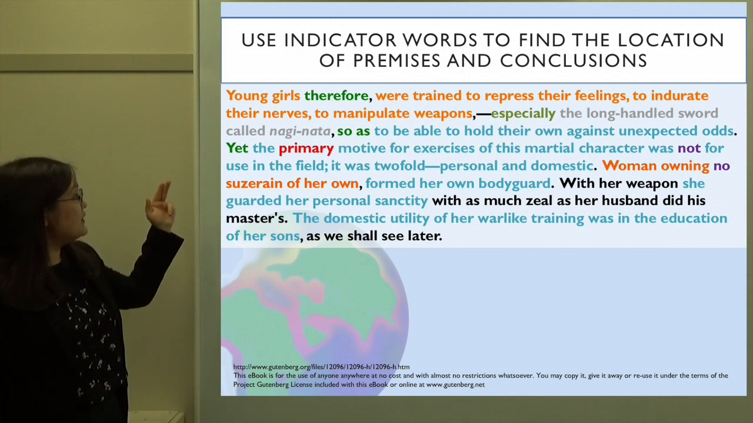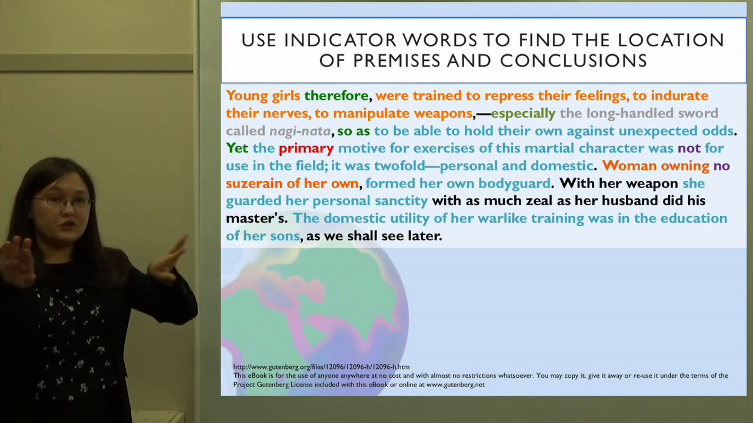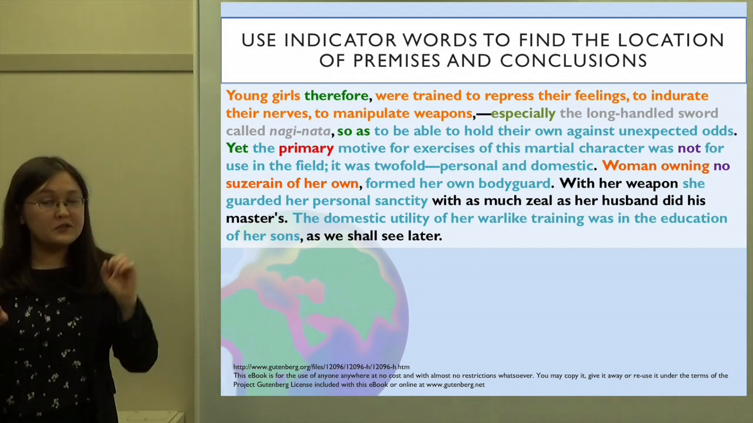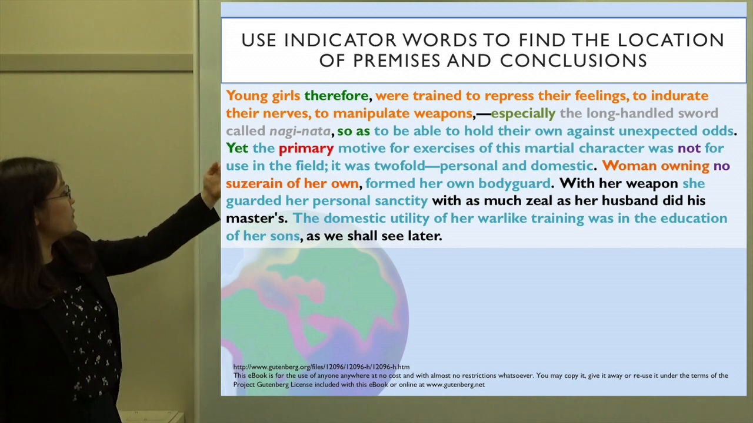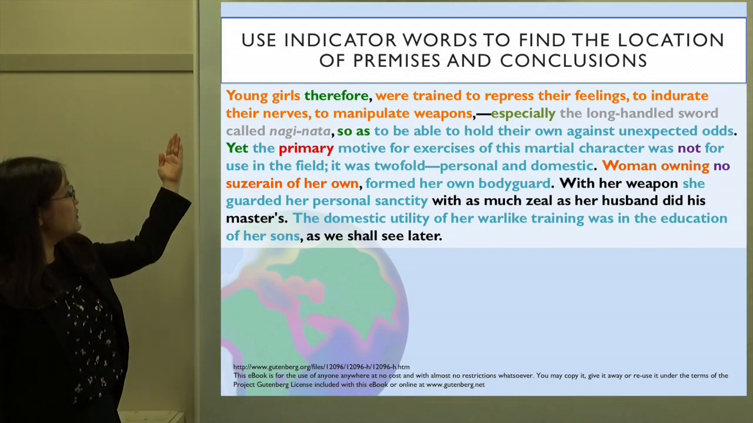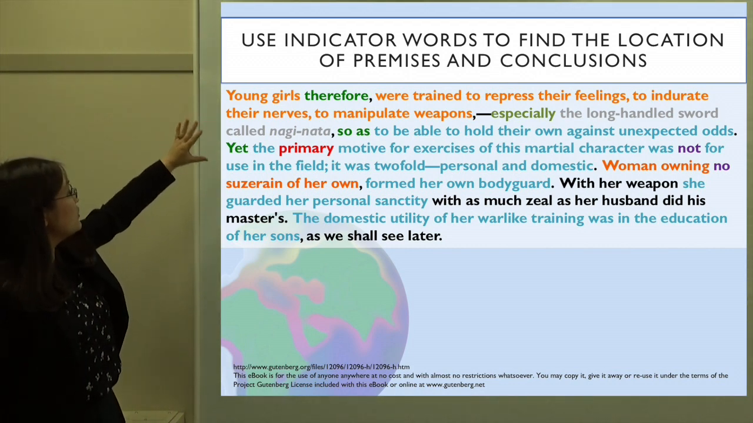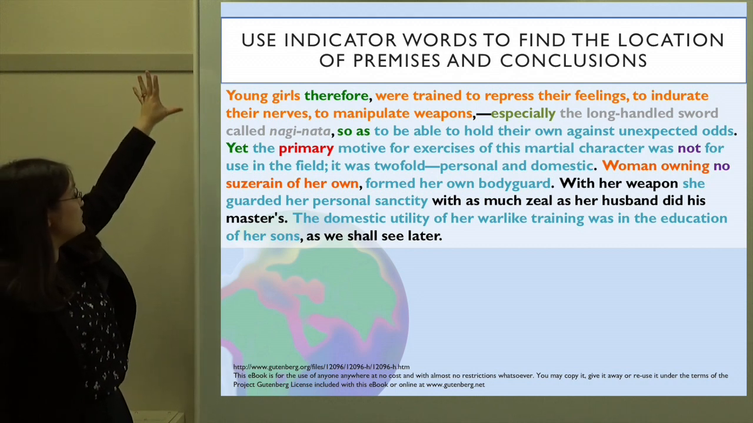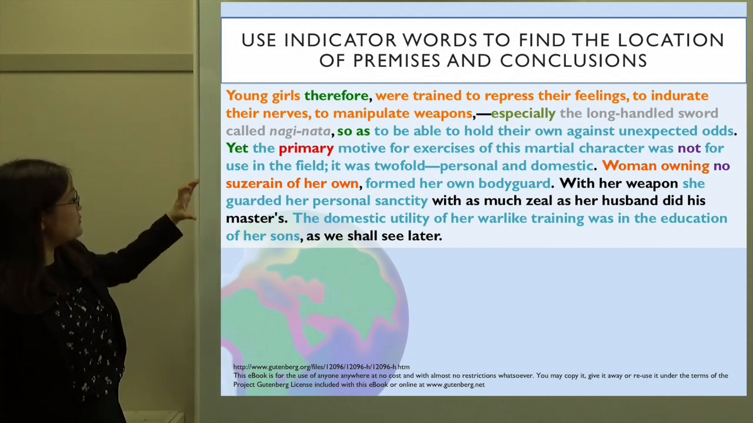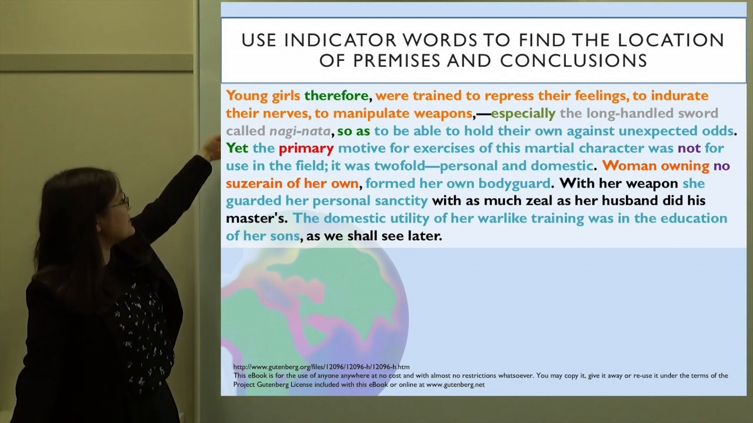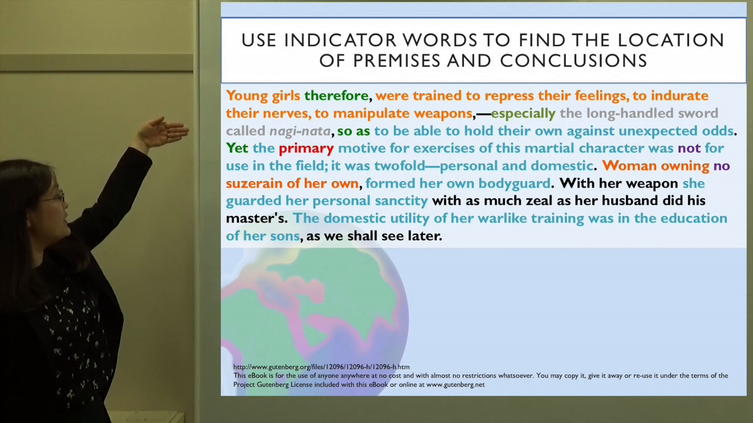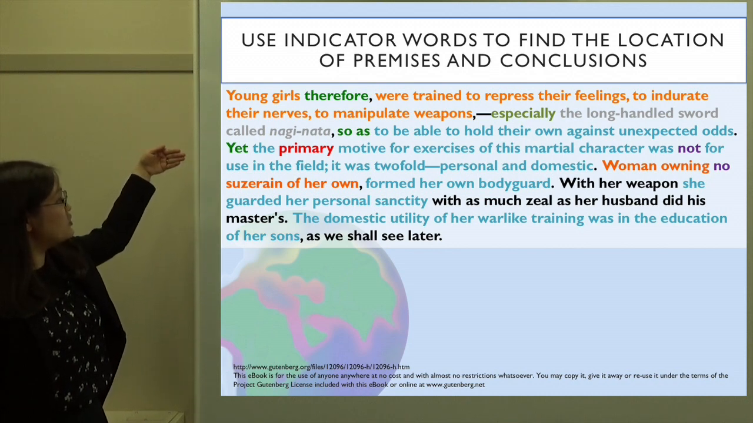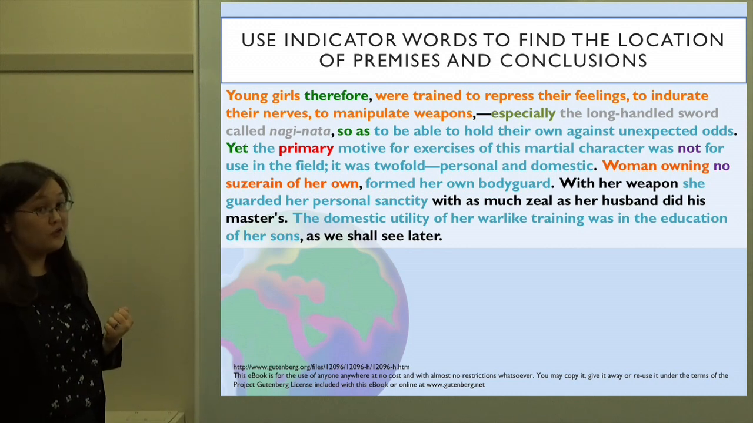By using the indicator words, we can sift which part is the premise and which part is the conclusion. So this therefore shows us that this orange part is the conclusion from the previous part of this text. But for the next part, we have so as. So as shows us conclusion, so that means this orange part is the premise, and so as to be able to hold their own against unexpected odds in blue becomes the conclusion.